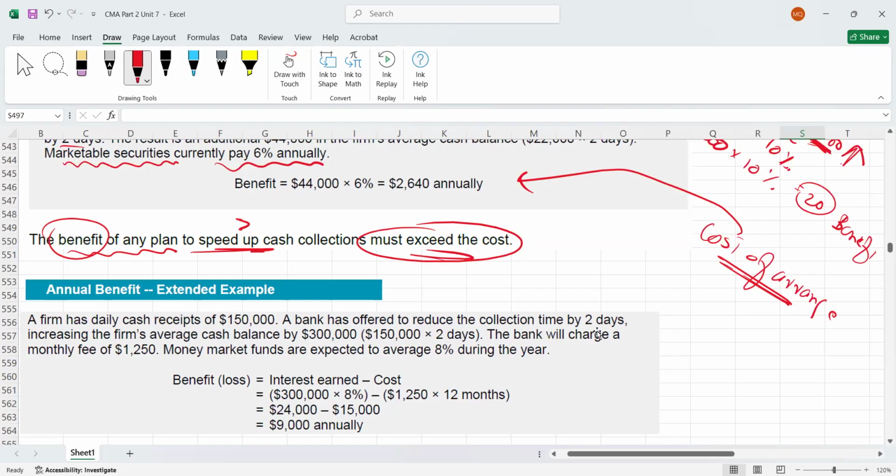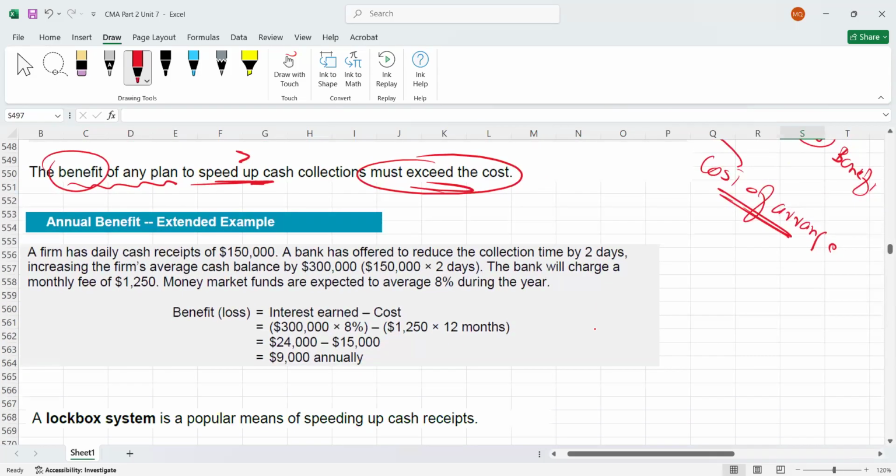Now we got a question here. They're saying annual benefit, and again we got an extended example here. We got a complete question. This is how the question would be tested in your exam. They're saying a firm has daily cash receipts of 150,000. A bank has offered to reduce the collection by 2 days. So we can calculate first the benefit, which equals daily cash receipts times reduced float period times opportunity cost. So we have daily cash receipts of 150,000 times float period reduced by 2 days, times the opportunity cost, which we have to find.